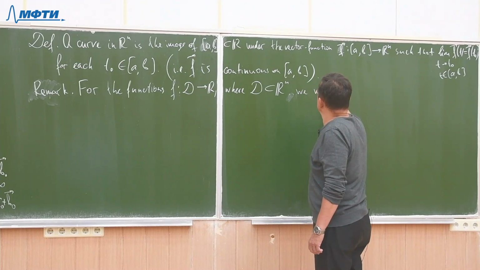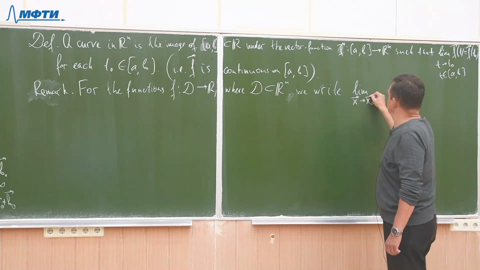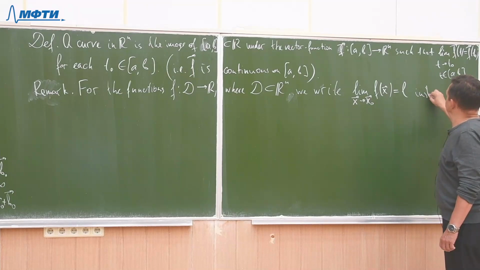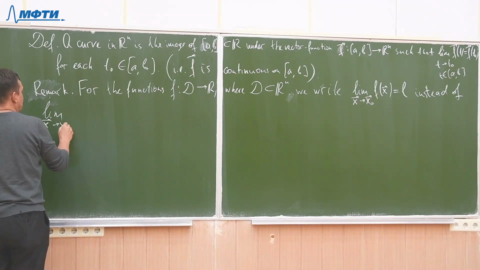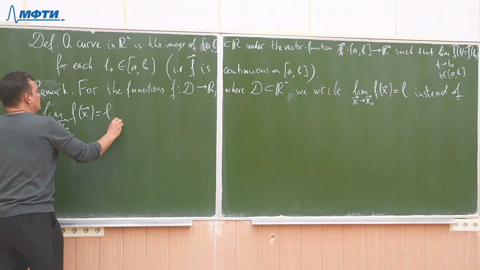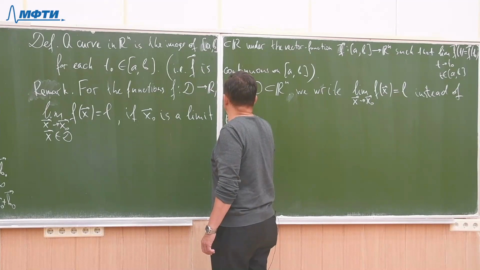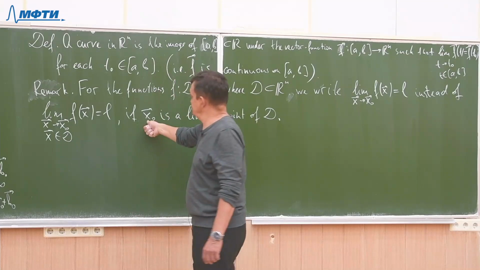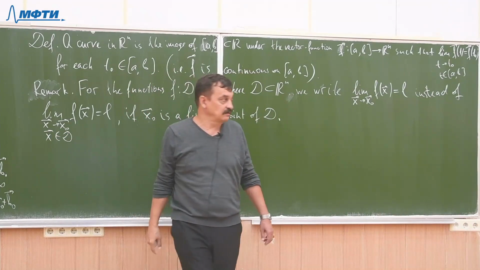We write limit as x tends to x naught of f of x equals L, instead of limit as x tends to x naught and x is in D, if x naught is a limit point of D. So, if the domain of our function has x naught as a limit point, then we omit this condition and write like that, simply.